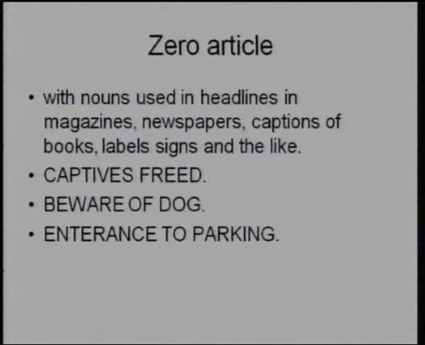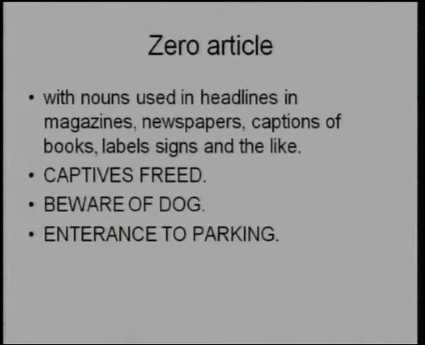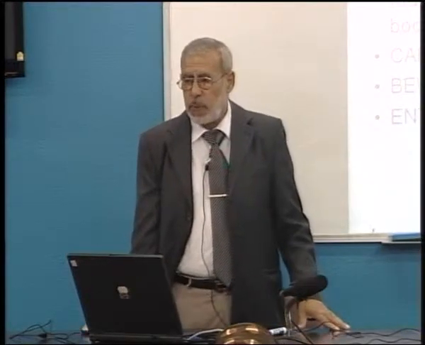Beware of dog. I don't say beware of dogs. The s is plural. It is a functional morpheme, an inflectional morpheme. So we omit it. Entrance to parking. I can't say this is the entrance for parking or of parking. It's entrance to parking. I omit all functional morphemes as much as I can, including the preposition if necessary. But here the preposition in this title is obligatory.